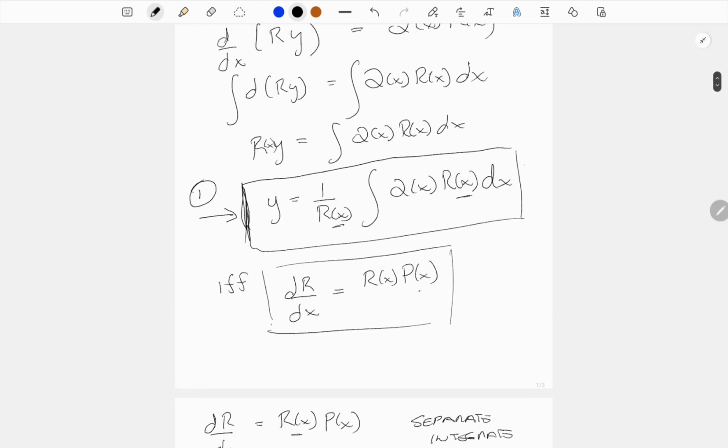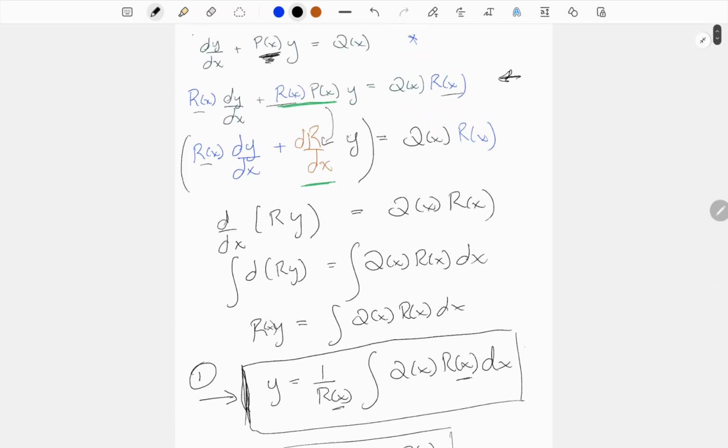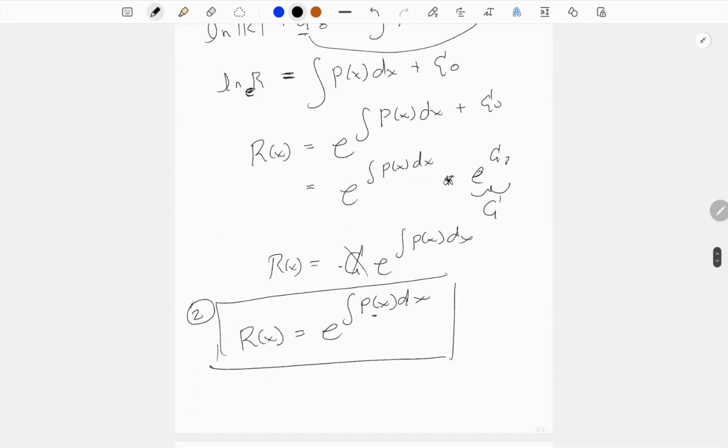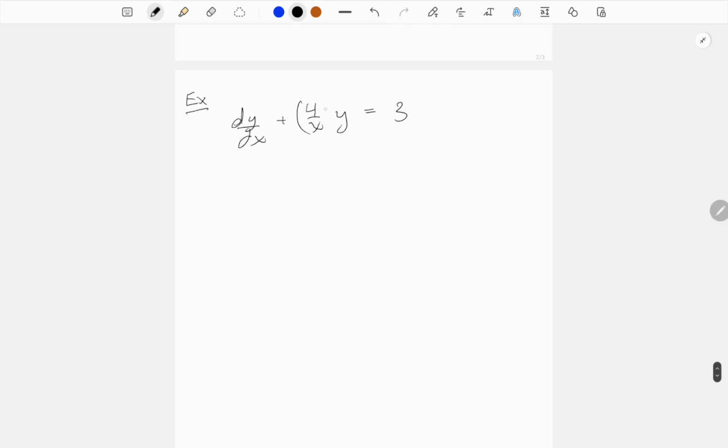Let's say that we're given this problem: dy/dx plus 4 over x times y equals 3. Now remember, the form is given up here: dy/dx plus p of x times y equals q of x. Well, what's p of x and what's q of x? In our problem, this is p of x, and this is q of x.